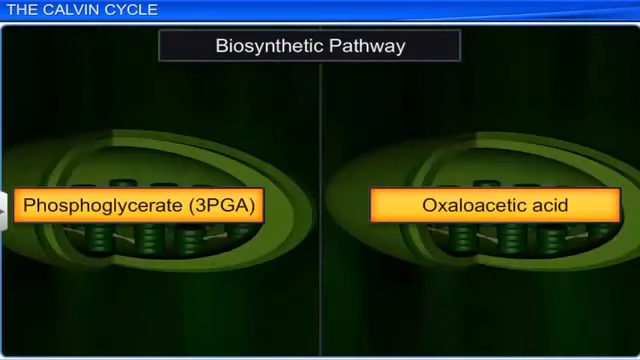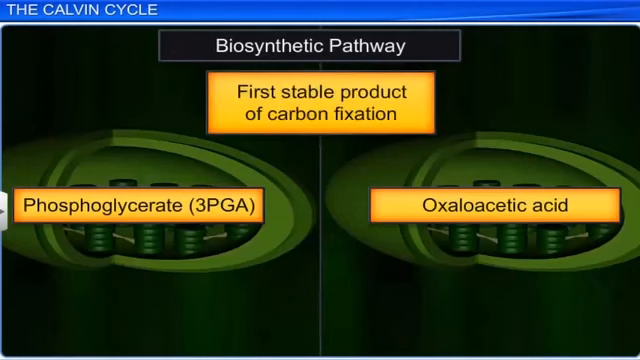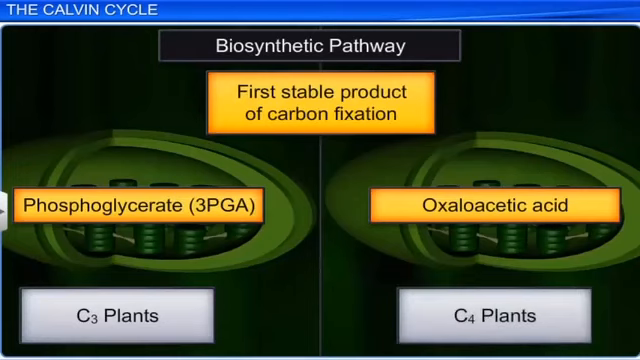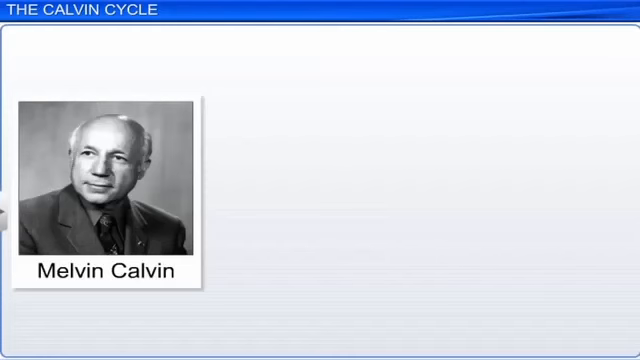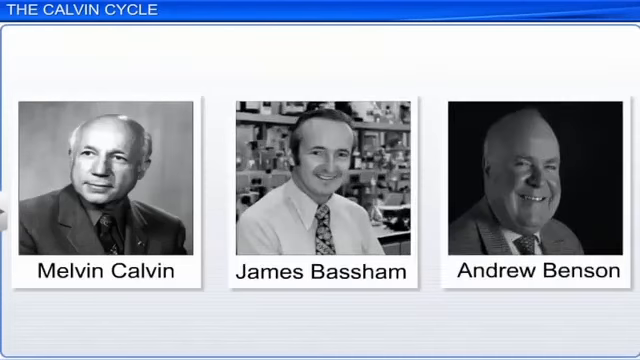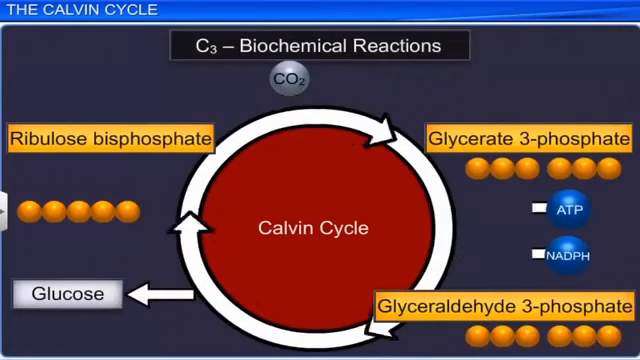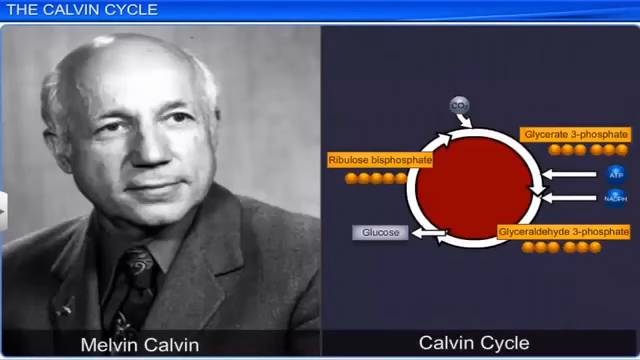Plants that showed 3-phosphoglycerate as the first product of carbon fixation were called C3 plants, and the pathway was called the C3 pathway. Plants that showed oxaloacetic acid as the first product of carbon fixation were called C4 plants, and the process of carbon fixation was called the C4 pathway. Melvin Calvin, James Bassham, and Andrew Benson worked out all the biochemical reactions of the C3 cycle. The C3 pathway was named after Melvin Calvin as the Calvin cycle.